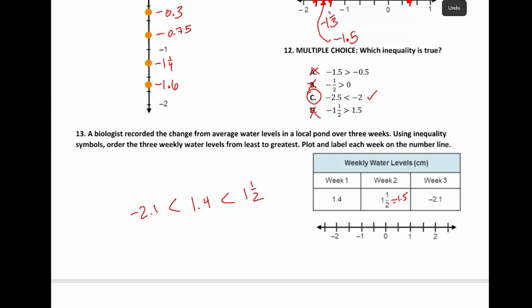And now we want to plot them on the line. So week 1 at 1.4 is going to be roughly right here. Okay, so here's week 1. And then week 2 at 1.5, well, that's going to be like right next to it, isn't it? So that's going to be right here on that dot. That's going to be week 2. And then week 3 is all the way over here.